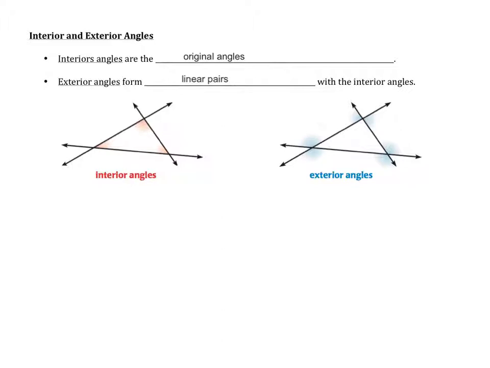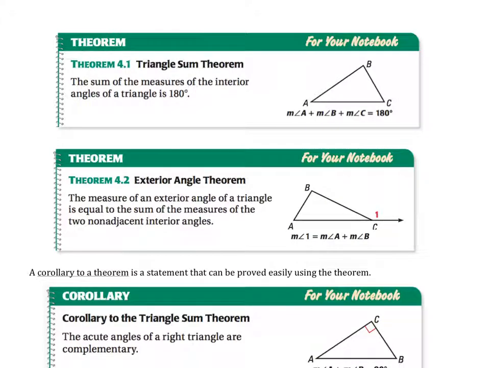And again, we need to be able to identify what interior angles and exterior angles are in order to state the two theorems that are associated with this section, which will be following this slide. So again, here are the two theorems. Actually, it's two theorems and a corollary, which we've talked about before, but we'll revisit what they are in this slide.